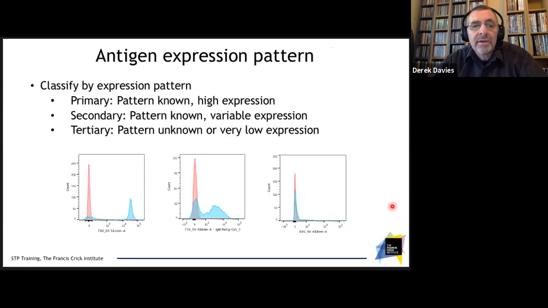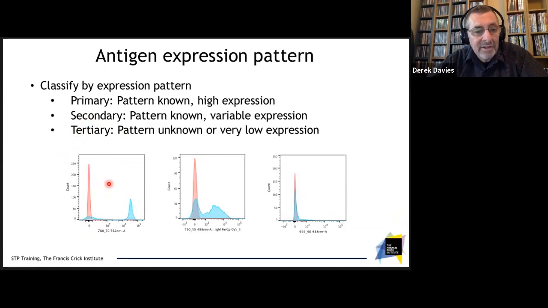So how can we think about expression pattern? Well, we can classify our expression pattern in 3 ways. What we call primary, secondary, and tertiary. And what do I mean by those? Well, primary is something like this. My marker is on or it's off. It's there or it's not. Something like CD3.